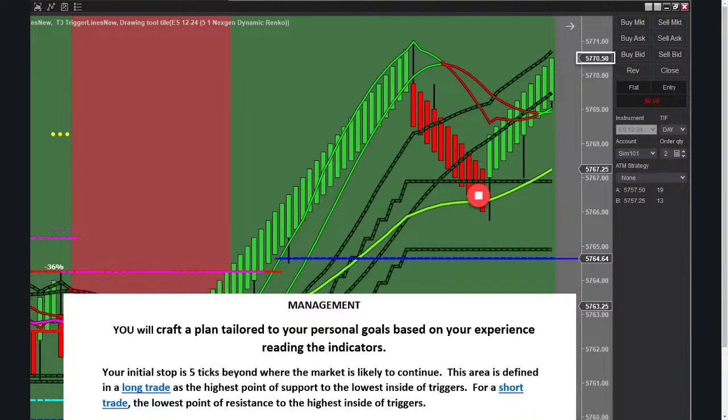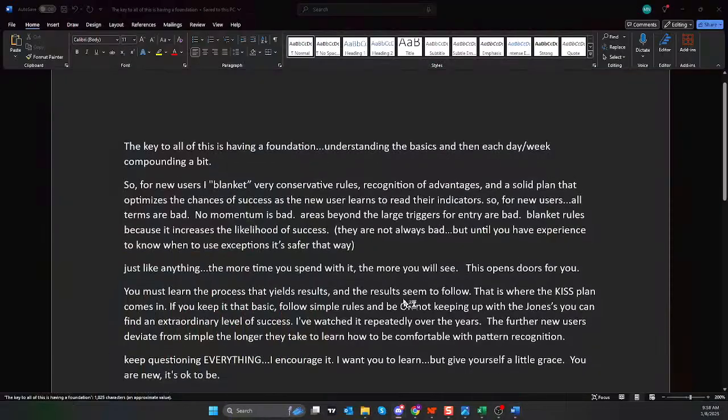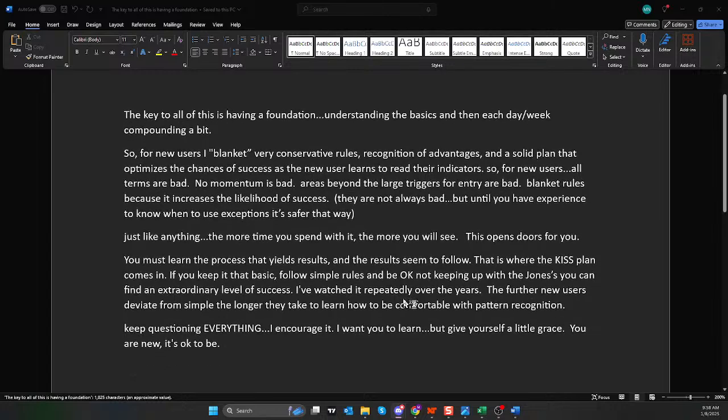I'm going to share one more thing with you, and then I'm going to take a break. And this is for all you new folks, and for you old folks. The key to all of this, to everything we're doing, is just having a foundation, guys. Building up that foundation and then compounding a little bit.